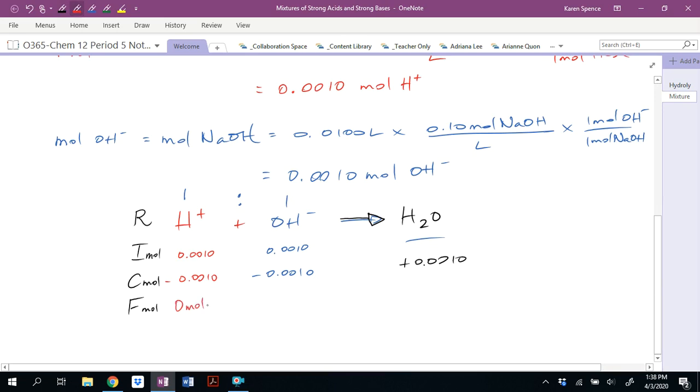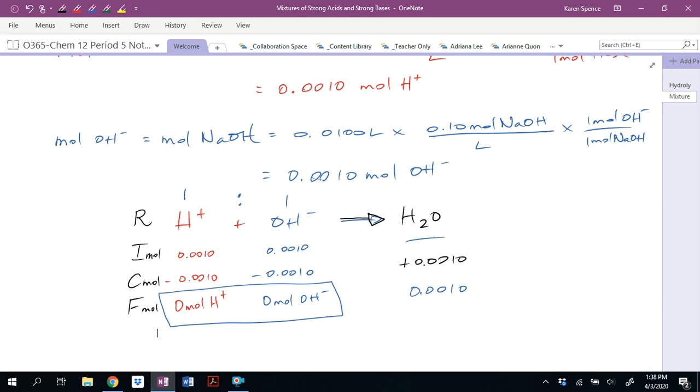So left over at the end we have 0 moles of H plus left over. We have 0 moles of OH minus left over, and everything has turned into water, which just would become part of the great water pool, okay? Because of course it is the solvent. So what is the pH then if you have 0 moles of H plus and 0 moles of OH minus left over at the end? And this is easier than you think. So pause for a second and think about it.